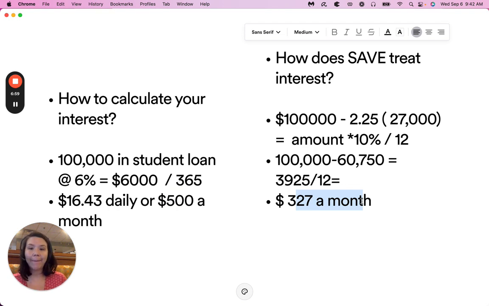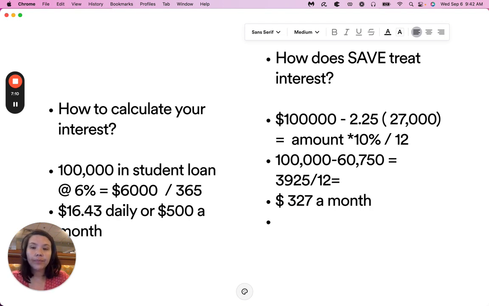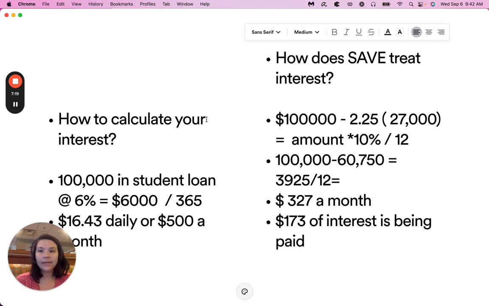So what happens to that remainder, $173? Just some little mental math. What happens to that remainder $173? Essentially, there's $173 of interest that isn't being paid, in this example.